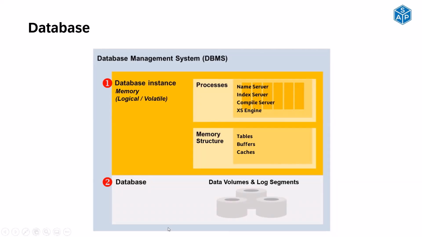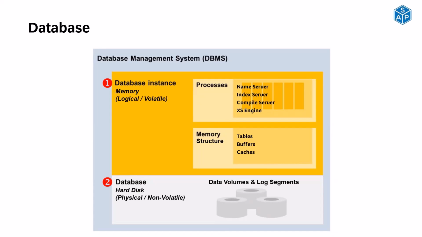The second part of your database is your data volumes and log segments. Data volumes are those files where all your data is stored. Log segments are those files where the logs of your SQL queries are saved. The database instance resides in your system's memory, and it is the logical, volatile part.